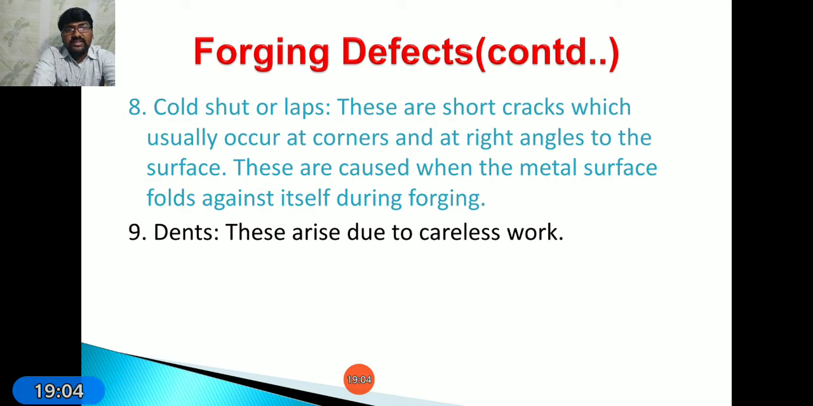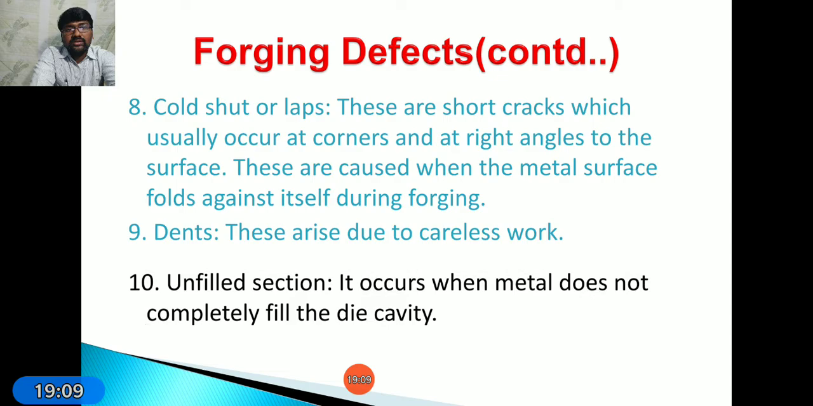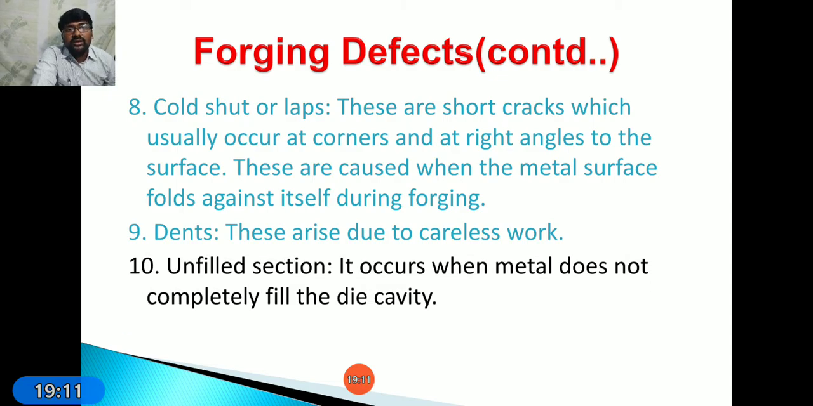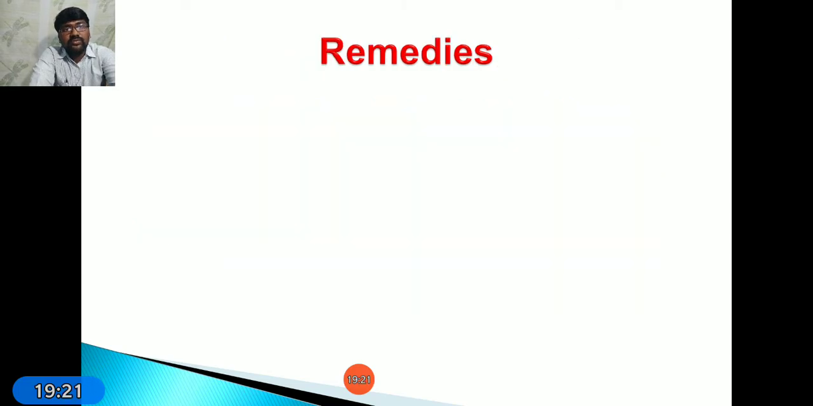Next, dents. These arise due to carelessness of work. Next, unfilled section. It occurs when metal does not completely fill the die cavity. Okay, these are the different defects in the forging process.